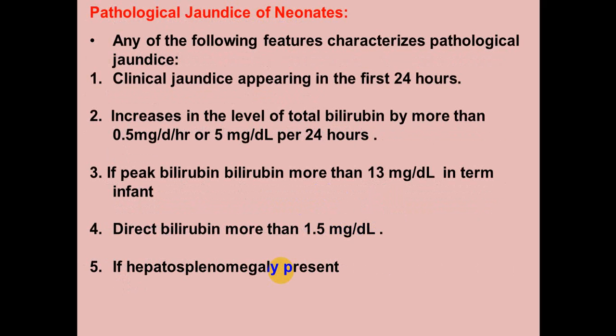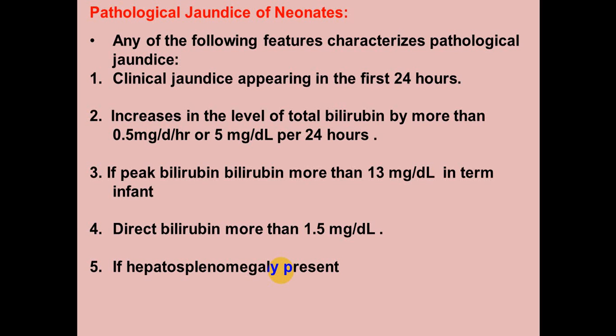What are the criteria of the pathological jaundice? Any of the following features, if present, we regard this jaundice as pathological: clinical jaundice appearing in the first 24 hours, or a high rate of increment of the serum bilirubin, like 0.5 milligram per deciliter per hour, especially in the first day, or 5 milligram per deciliter per 24 hours.